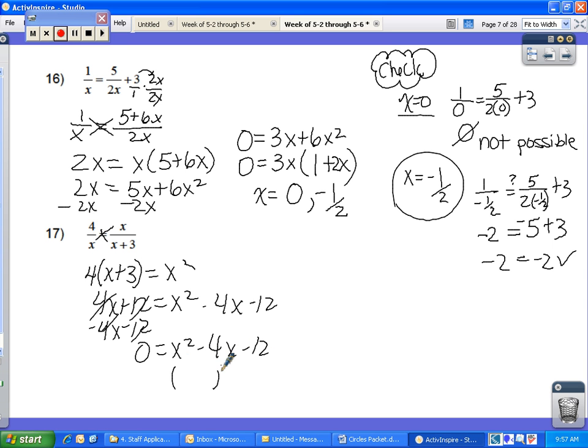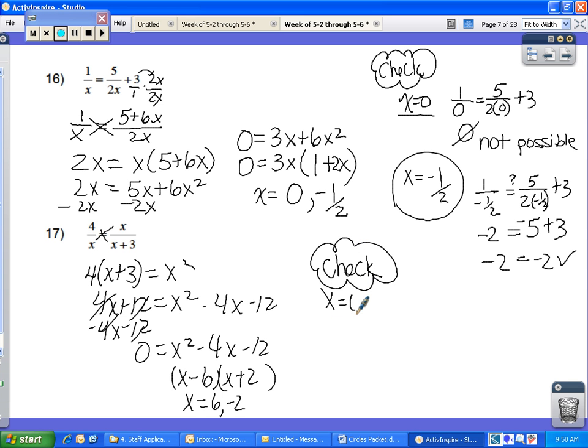So again, I'm going to factor to determine my solutions. Two numbers that when I multiply to get negative 12 and add to get negative 4 give me (x minus 6)(x plus 2). So my two possible solutions are 6 and negative 2. But I have to check those. Okay, so let's check when x equals 6.